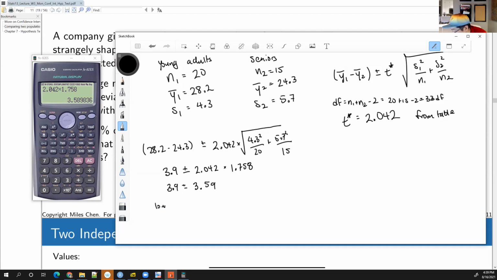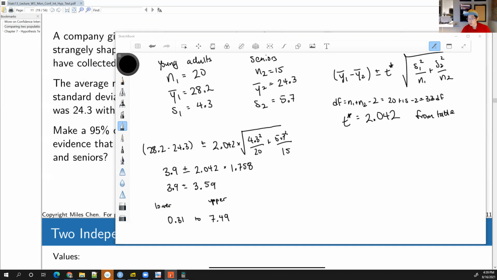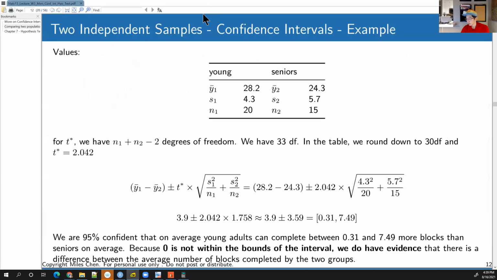Okay, so the lower bound will be 3.9 minus 3.59. I get 0.31. And then on the upper side, 3.9 plus 3.59 gives me 7.49. All right, is that okay? Plugging everything in, that's what we get, 0.31 to 7.49.